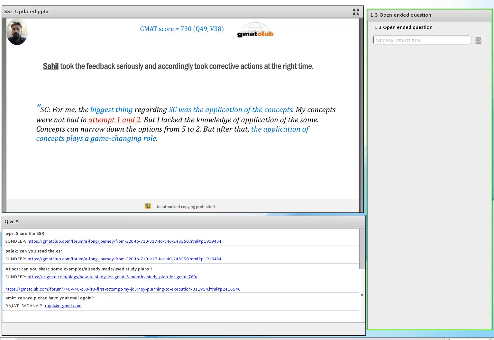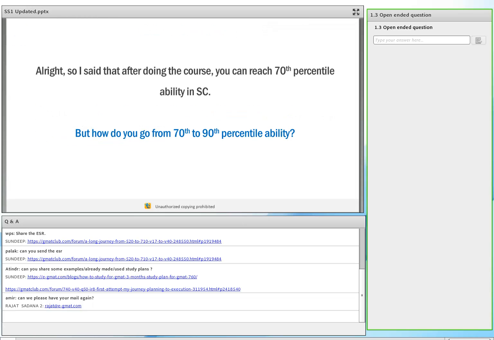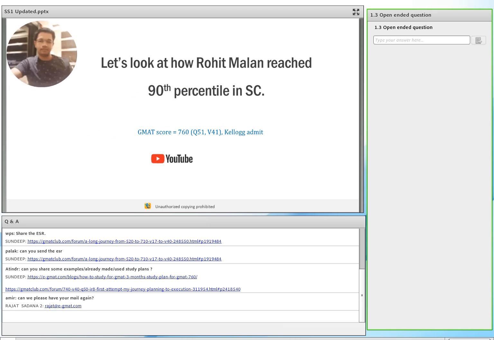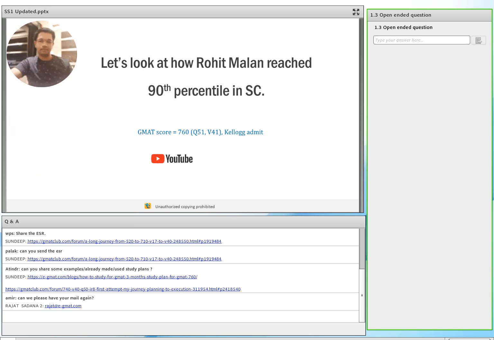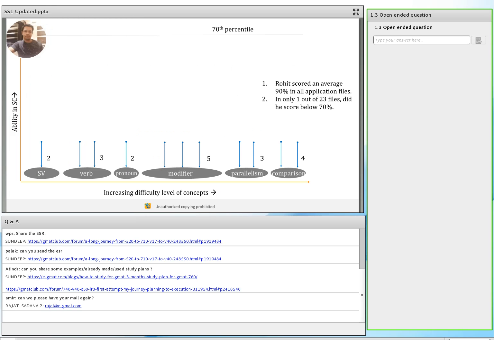Okay. This guy took 3 attempts. He said, my concepts weren't bad in attempt 1 and 2, but I lack the knowledge to apply the same. If you just know the concepts, you can get down to 2 choices. But after that, it's the application and the meaning-based application that makes the difference. So let's look at how. Here's another guy who scored 760, and he did the same thing.